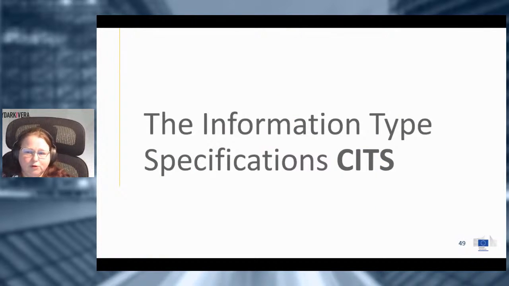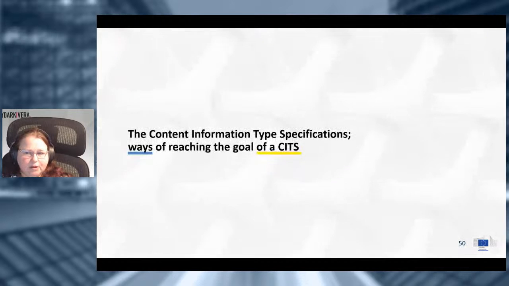So those two, and the PREMIS is also a specification for preservation metadata that we have. Moving over to the information type specifications, the CITS. So there are a number of different ways to see how we have something following a CITS. The goal of a CITS is to describe the information. So how do we do that?